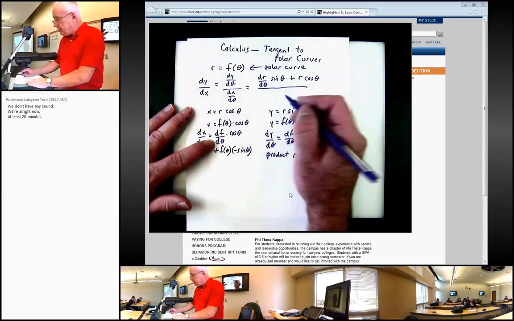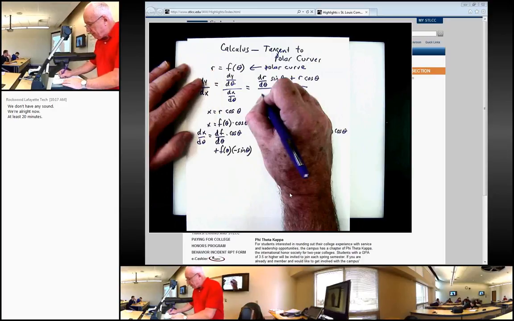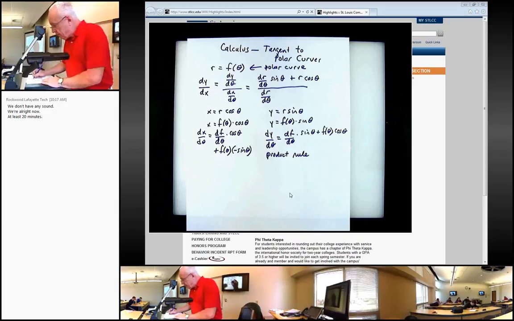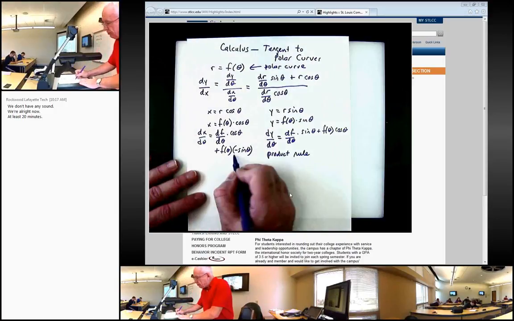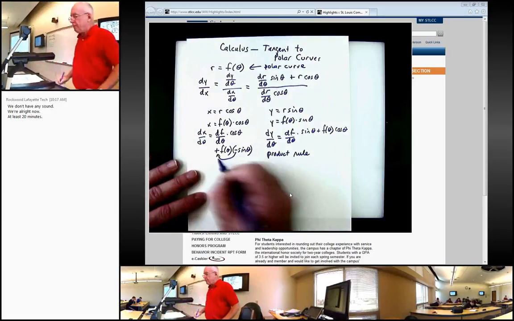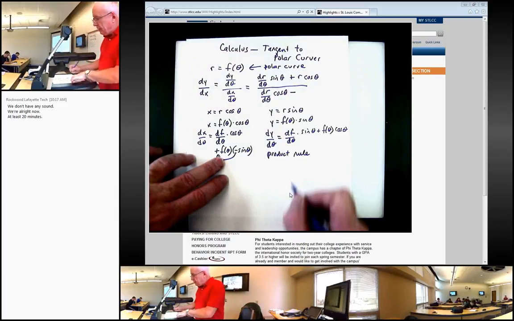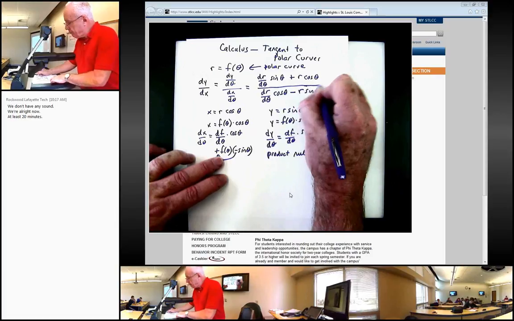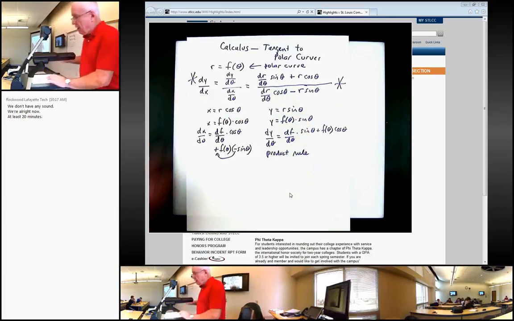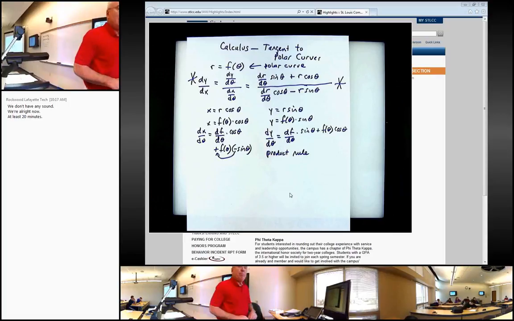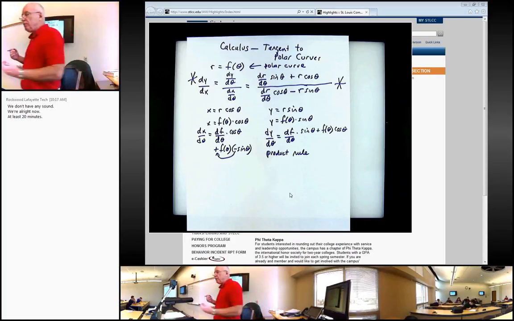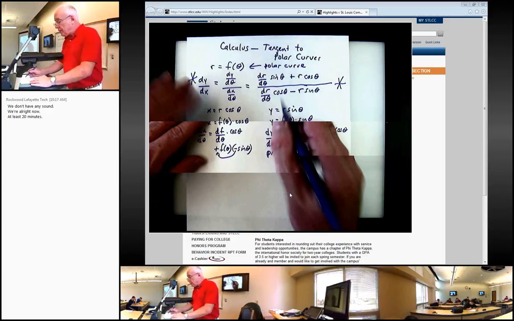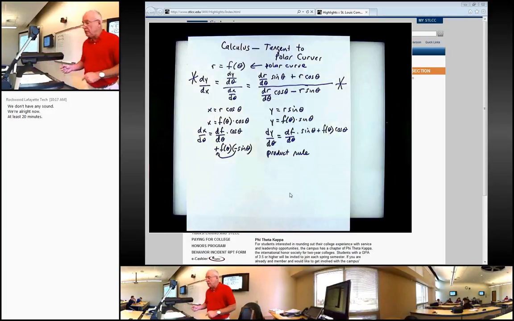And so I'm going to write that up here in my denominator. I'm going to write df d theta, using r in place of f. That's dr d theta times the cosine of theta. And now I'm going to put my minus sign in front, and replace the f with the r: minus r times the sine of theta. That's the formula we need to remember for the derivative of a polar curve in terms of theta.